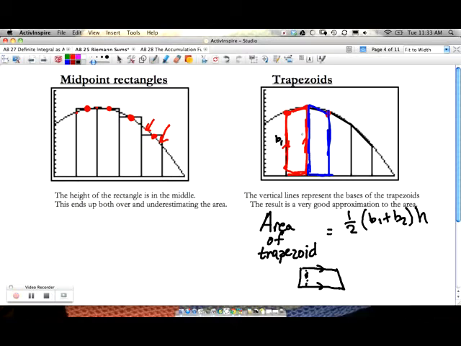So right here, that means our base 1 and our base 2 would be these two vertical lines, and then the height would actually be the line that goes between them, the width that we would say. Okay, so that's just a quick review of trapezoids, because that is going to come up in a minute.